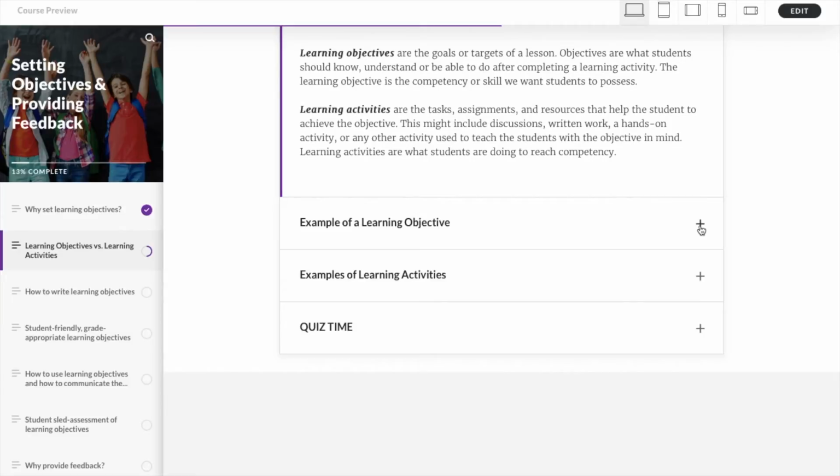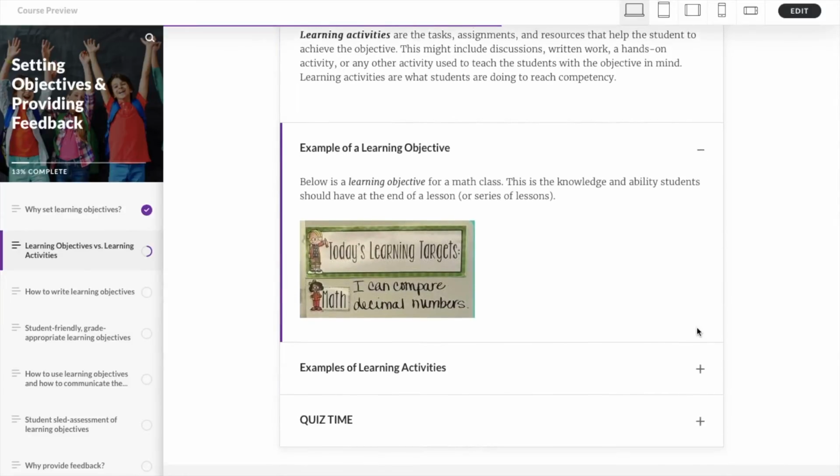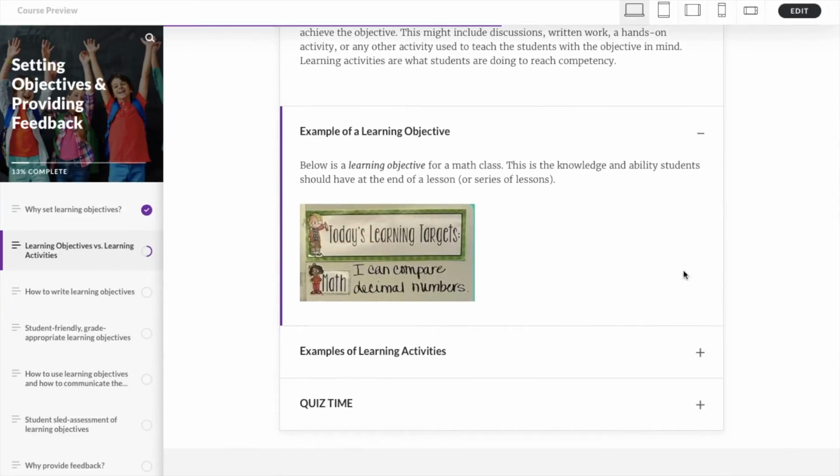So let's have a look at an example of a learning objective. Below is a learning objective for a math class. This is the knowledge and abilities students should have at the end of a lesson or a series of lessons. This learning objective is, I can compare decimal numbers.